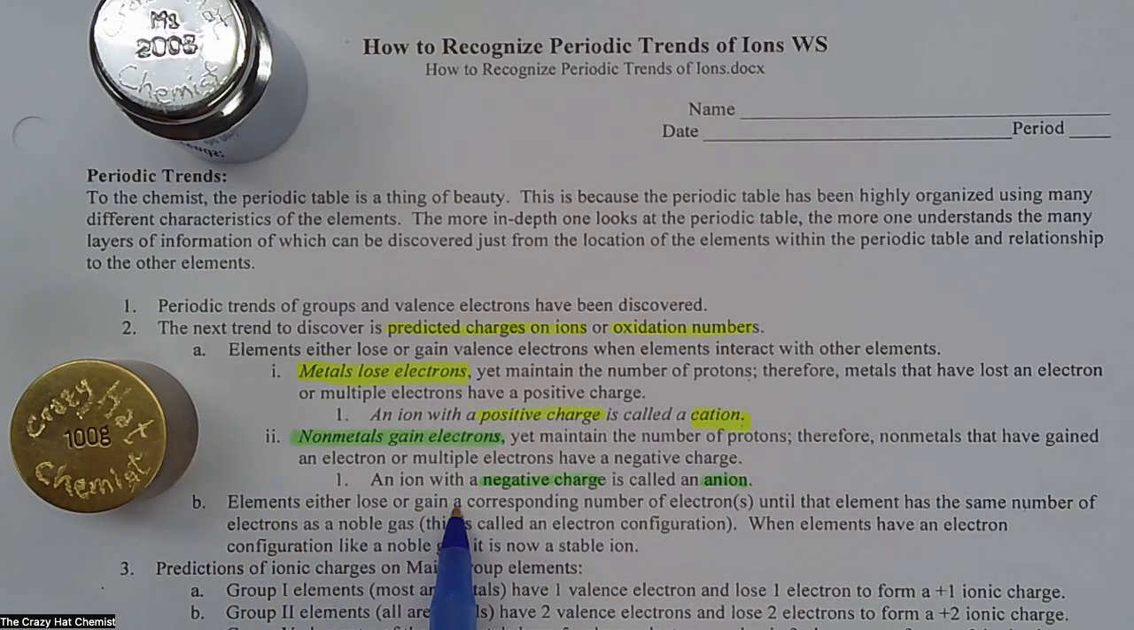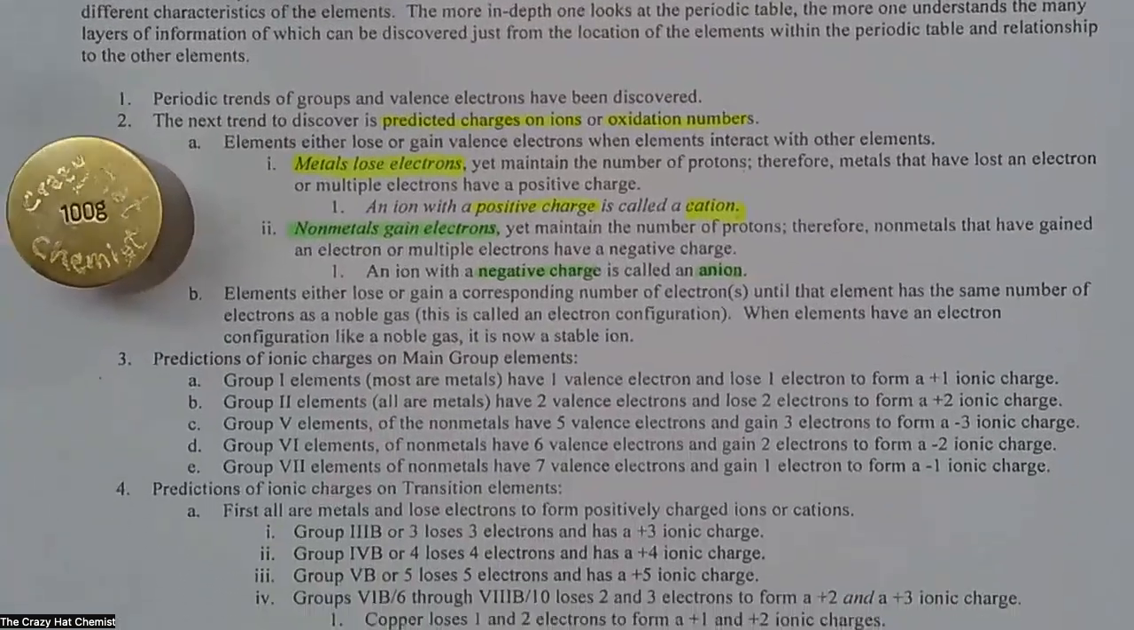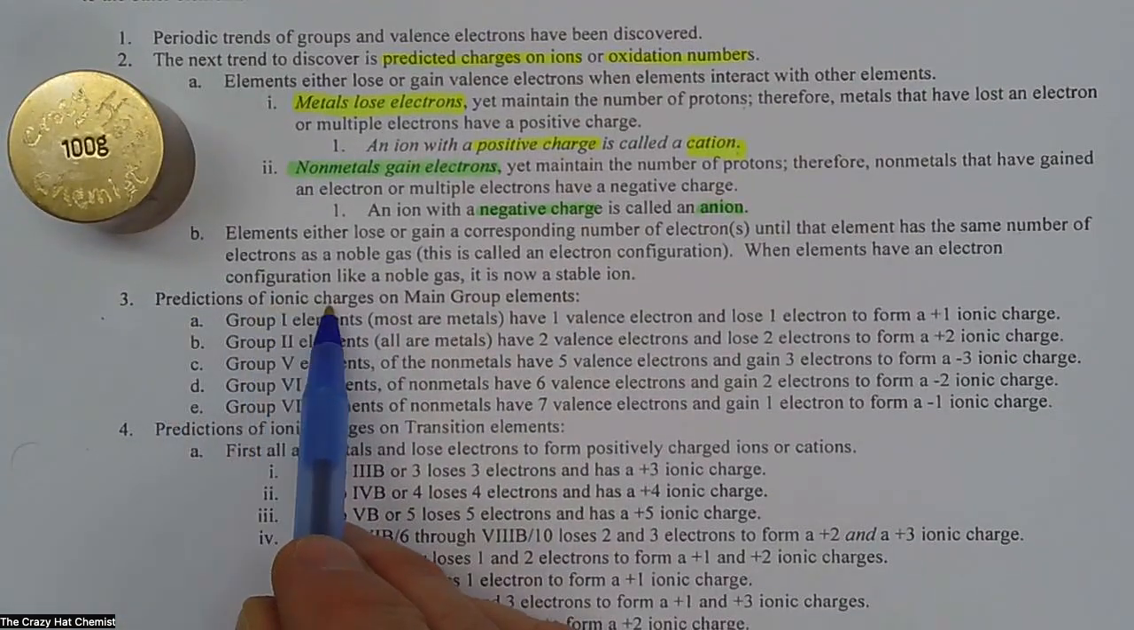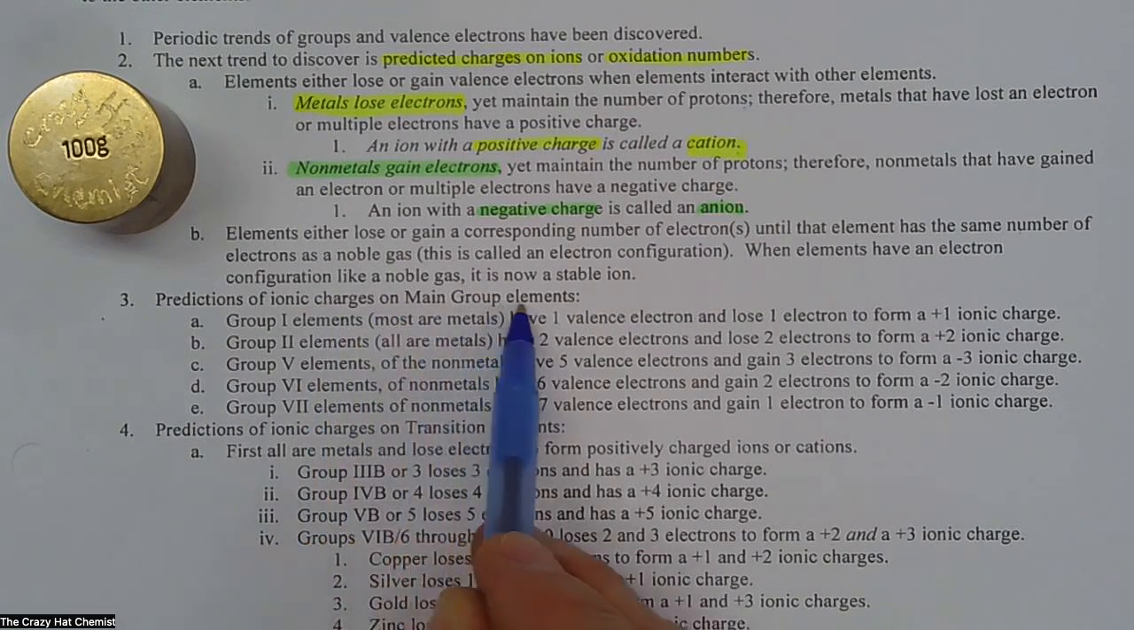Elements either lose or gain the corresponding number of electron or electrons until the element has the same number of electrons as a noble gas. This is called an electron configuration. When elements have an electron configuration like a noble gas, it is now a stable ion. All right, we're going to move this up here just a bit. Predictions of ionic charges on main group elements.